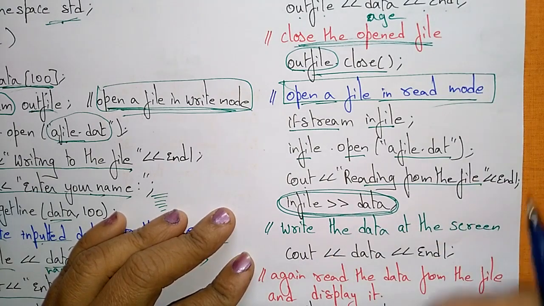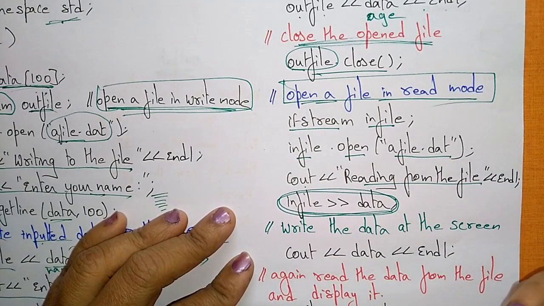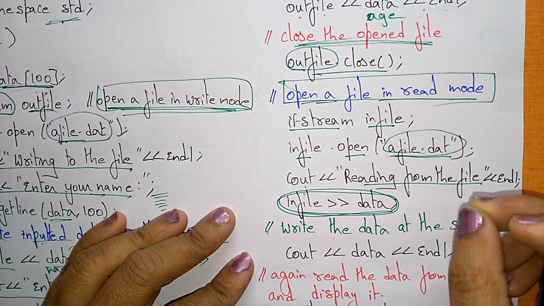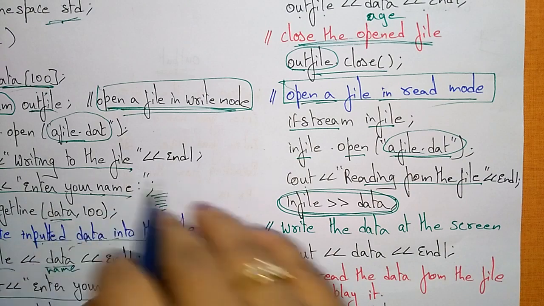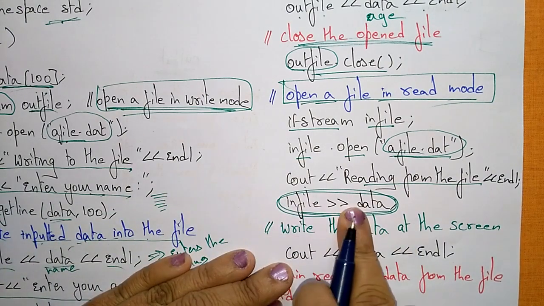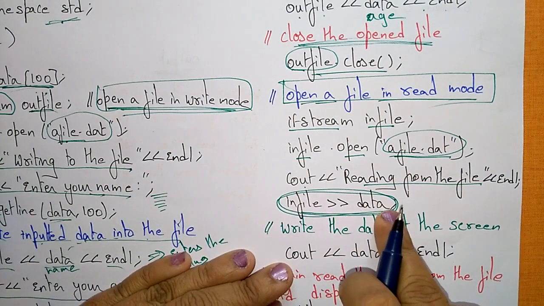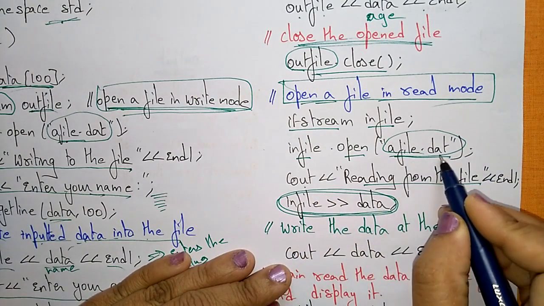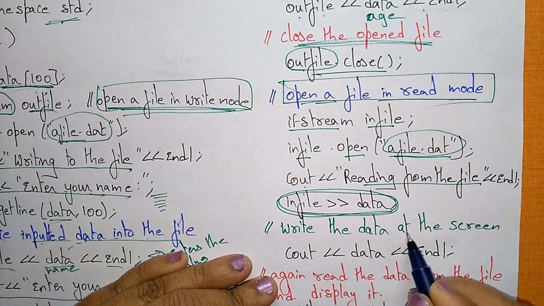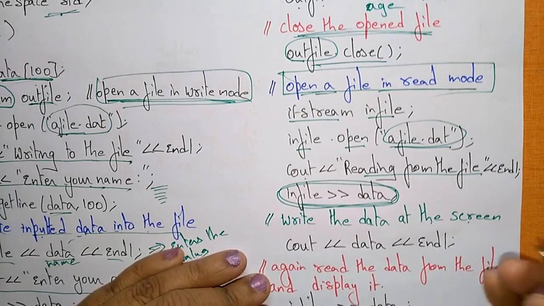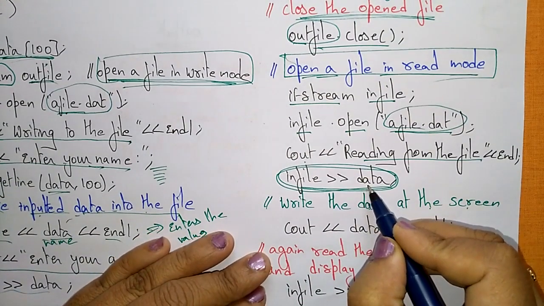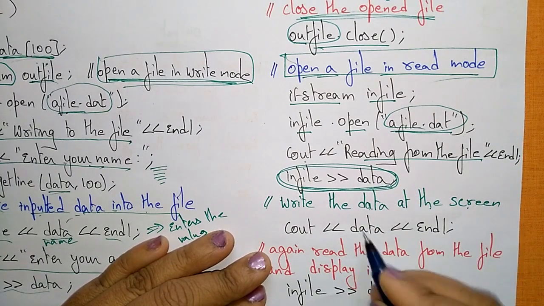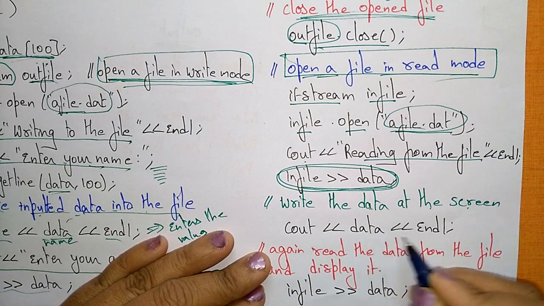Now whatever data I read, I want to display it on the screen. The file.dat already contains some data that was entered. That data I have read. The infile extraction operator data means it reads the data in file.dat. Now I want to write the data on the screen. How will I write? Whatever data I read, this data contains the name and age. That will be printed with cout data endl.